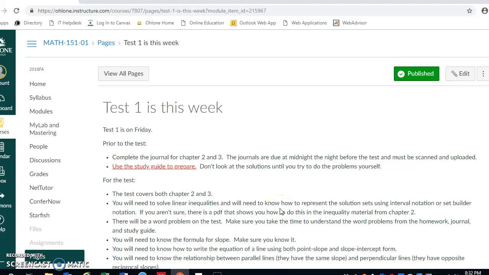Okay, so this week is our first test. The test will be Friday morning. It's back in room FP8, which is the same room that we met in for the orientation. This week, the only thing you have is to complete the Chapter 2 journal and the Chapter 3 journal and study and prepare for the test.